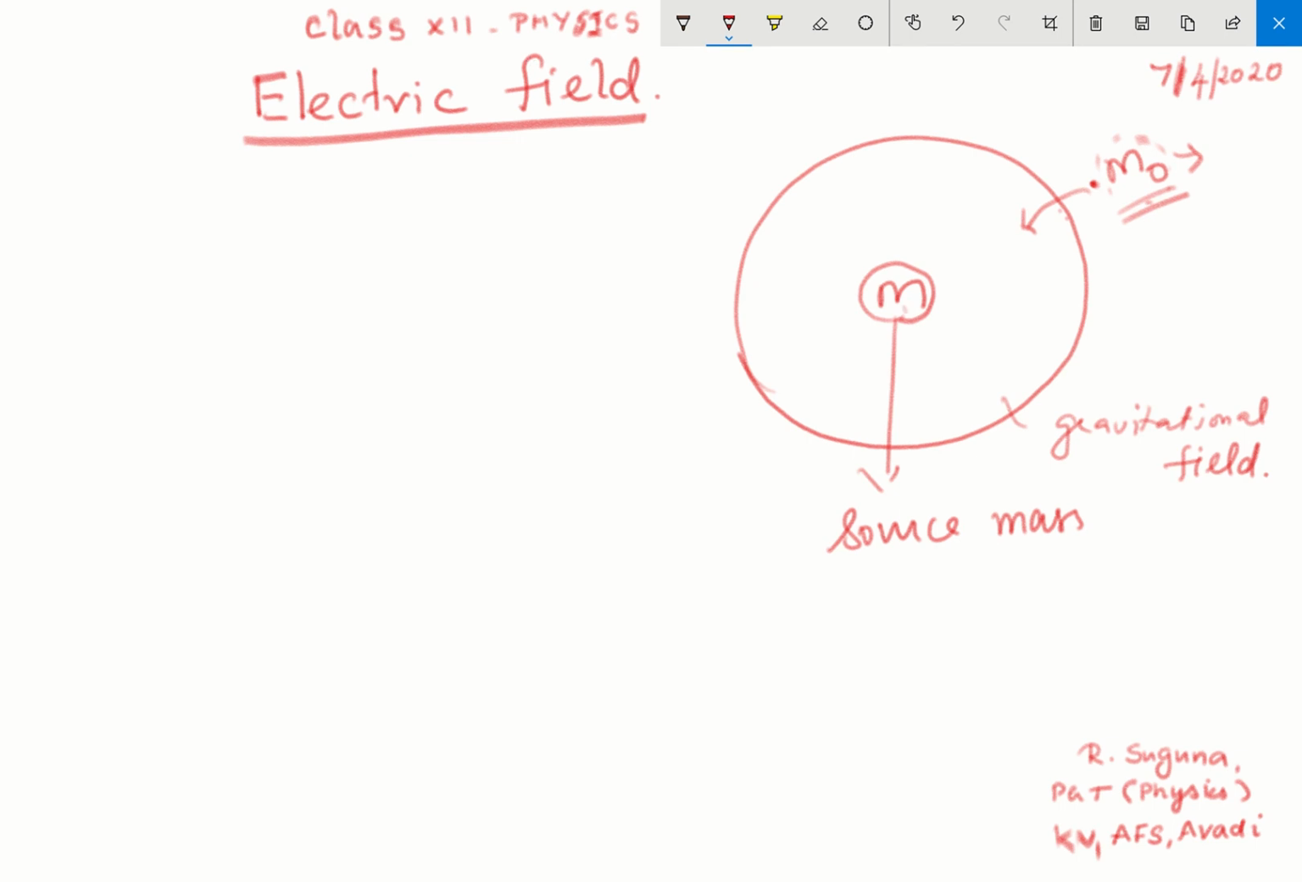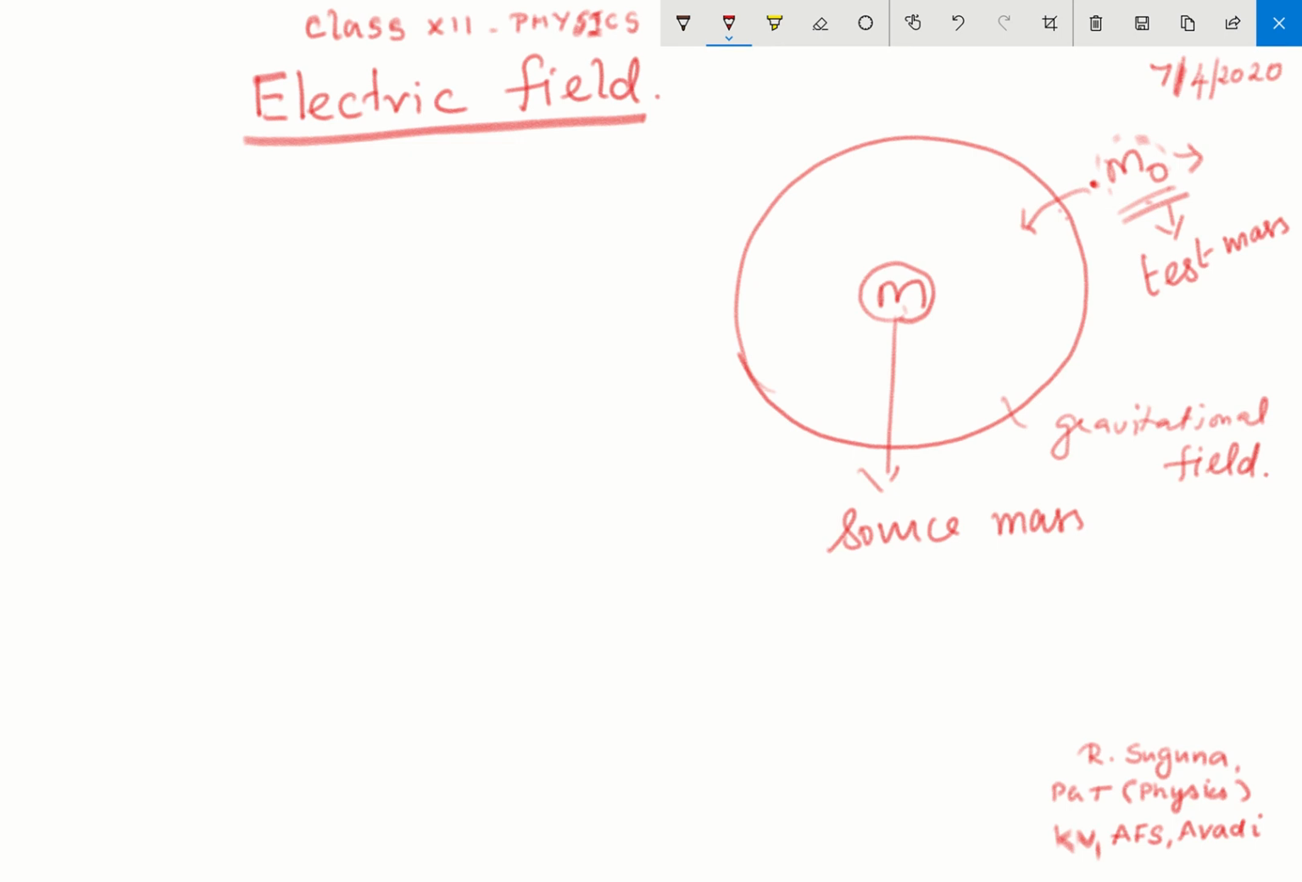In order to test the gravitational field effect of the source mass, you are using here m0. Therefore, this m0 is called the test mass. How to define gravitational field? Gravitational field produced by any body is defined as the space around the body within which its force of attraction can be felt by any other mass. So this is about gravitational field.